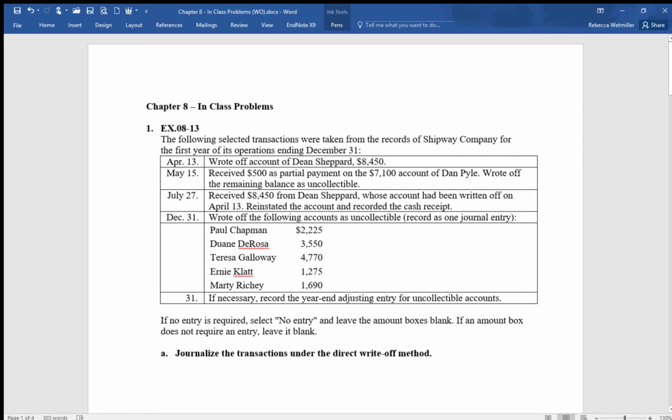Okay, so in Chapter 8 we talk about receivables, and accounts receivable arise when we provide a good or service to someone but they don't pay us right away, so they're going to pay us in the future. And the problem that comes with that is that sometimes people won't always pay you. And there's two different ways that we can account for this. The first is the direct write-off method, which is not allowed under GAAP, and then we have the allowance method, which is allowed under GAAP. And we'll see in exercise 8-13 how these two different methods work.